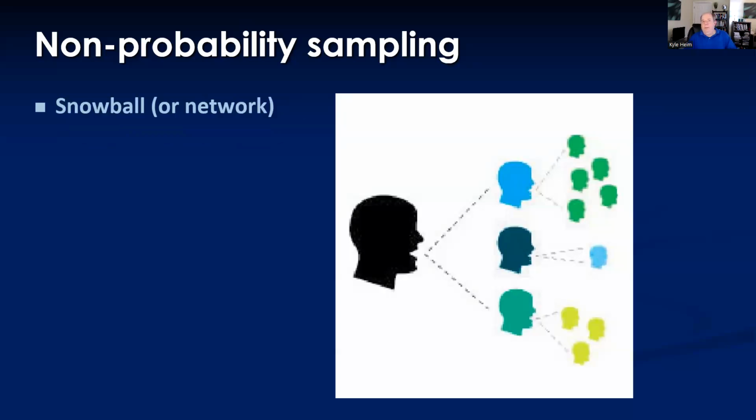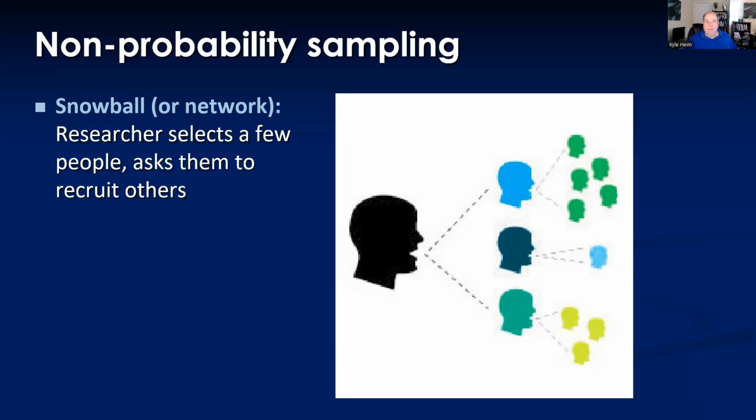The third type of non-probability sample is the snowball, or sometimes it's called a network sample. If you think of a snowball, it always starts out small, and as you keep rolling it, it gets bigger and bigger. Snowball samples are kind of the same principle. You start by inviting a certain number of people to participate in your study, and then you ask them to help you recruit others. So this kind of sampling is often used in focus group research.